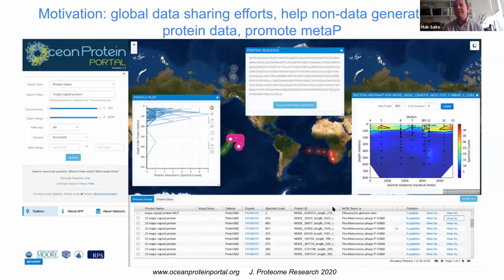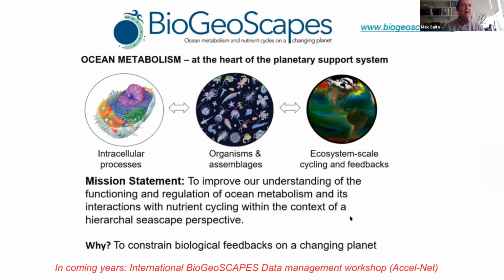And another part of the motivation is that the international community has been working together for a few years now to try and launch a new global ocean microbial biogeochemistry program called Biogeoscapes. It's essentially studying ocean metabolism and nutrient cycles on a changing planet, with the aim of trying to do true multi-omic studies, as well as combining with a lot of chemical and biological discrete measurements. And so it's a really exciting effort.